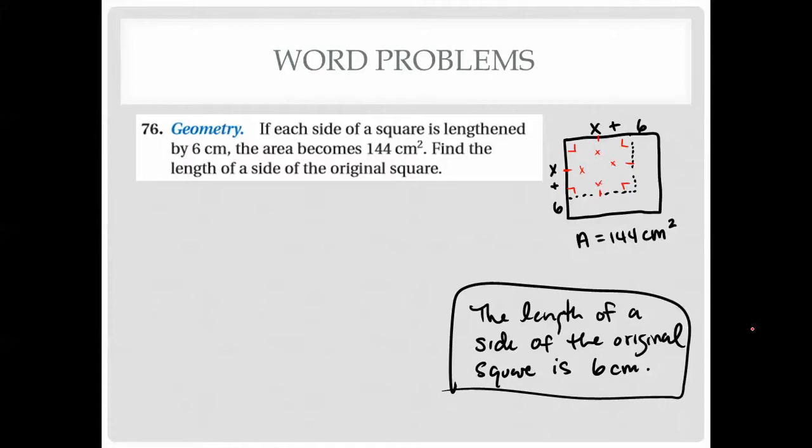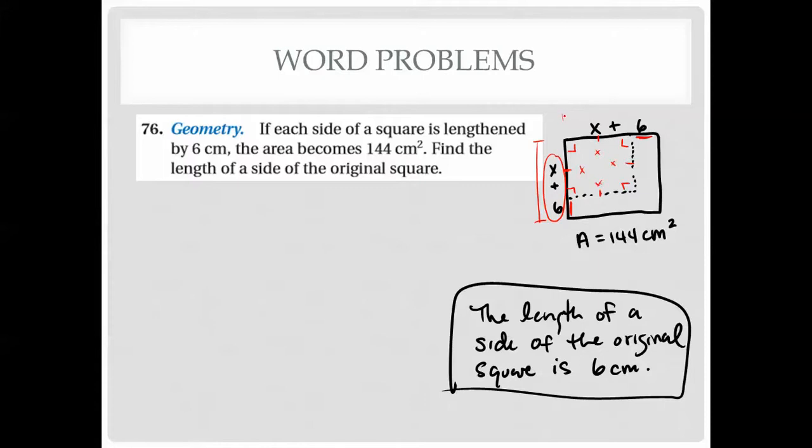Then the word problem says we're going to add 6 centimeters to each side. So that's, you know, this length here and this length here is 6 centimeters. So we're making a bigger square, and it has an area of 144 centimeters squared. So the length of this whole side from here to here we know is x, the original, plus 6.